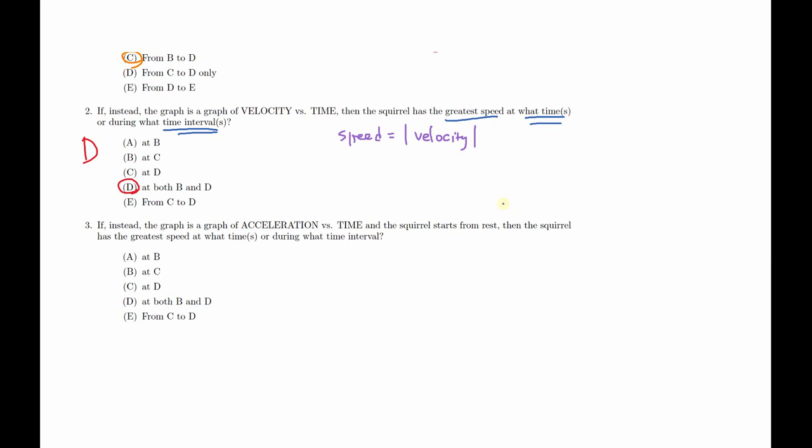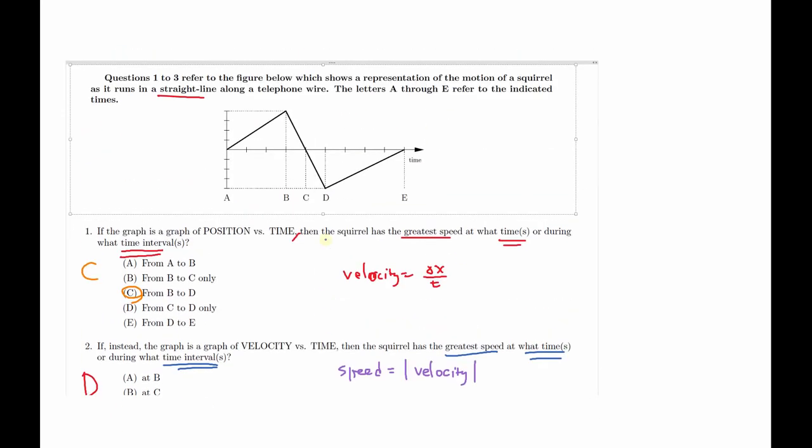Number 3, if instead the graph is a graph of acceleration versus time, and the squirrel starts from rest, then the squirrel has the greatest speed at what time or during what time interval? Let's take a look at the graph now. So our initial velocity is 0. We have acceleration on the vertical axis. The common unit is meter per second squared.